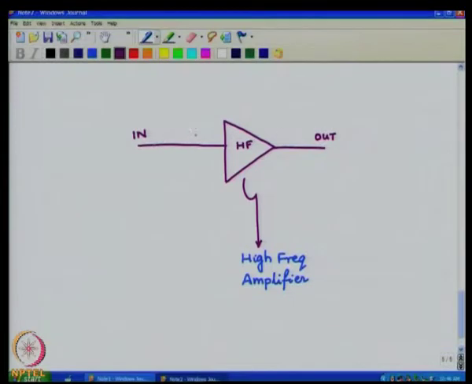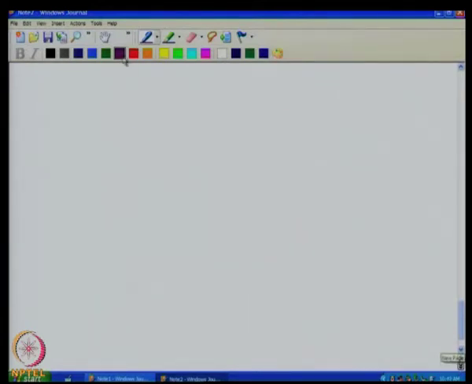And to this, let us say you have some input and you have an output. I am showing this high frequency amplifier just as a block with an input and an output. But you should note that the input and output of a high frequency amplifier may be routed differently on the printed wiring board. For example, they could be routed like this.